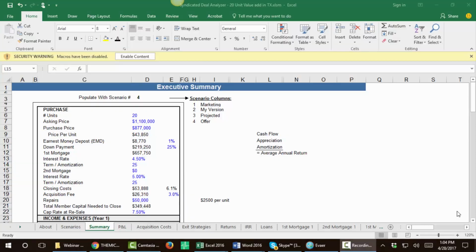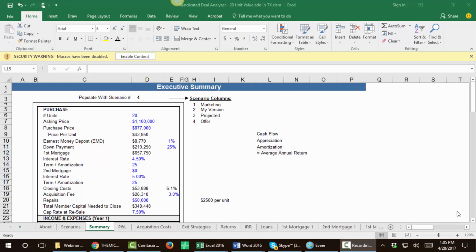All right, we're here in the Syndicated Deal Analyzer, and again, you don't need this tool to learn the concepts. I'm just using it to teach you those concepts. So what we want to do is look at a real deal. We're looking at the cash flow, the appreciation, and the amortization to calculate the average annual return. Now, if these numbers are a little different than the blog post that's around this video, that's okay. The concept is exactly the same.